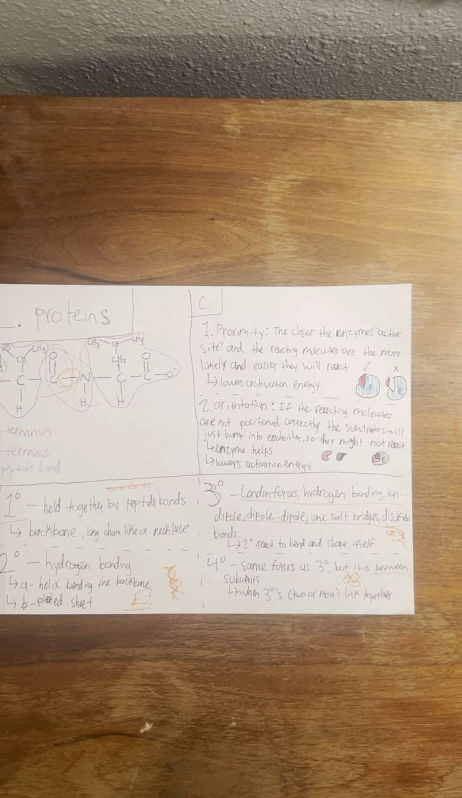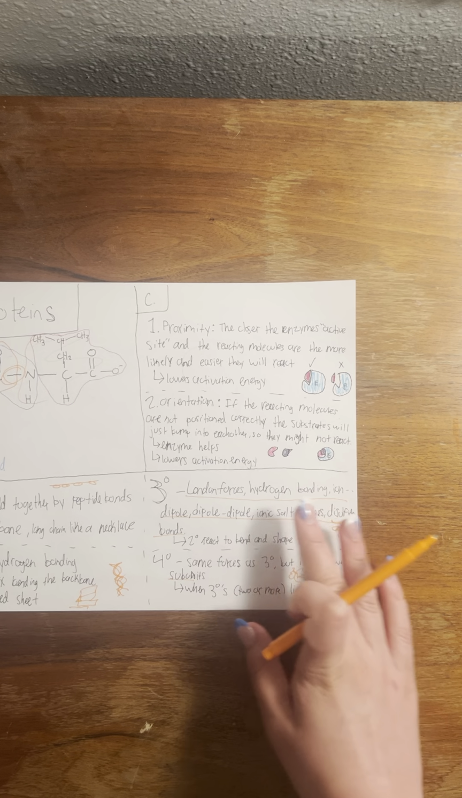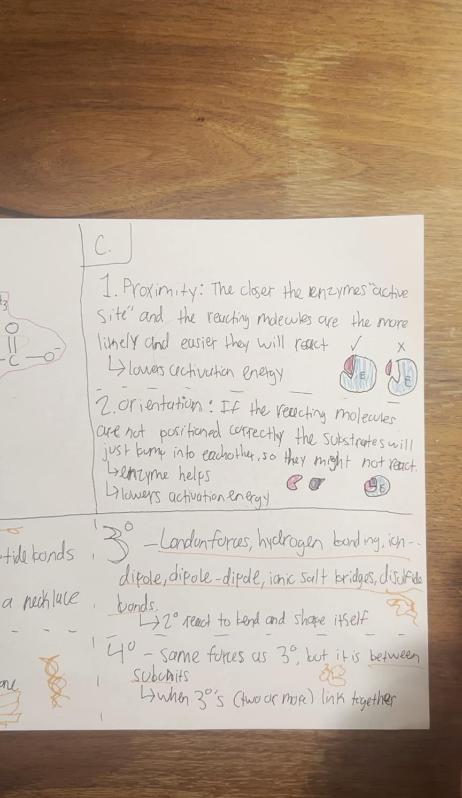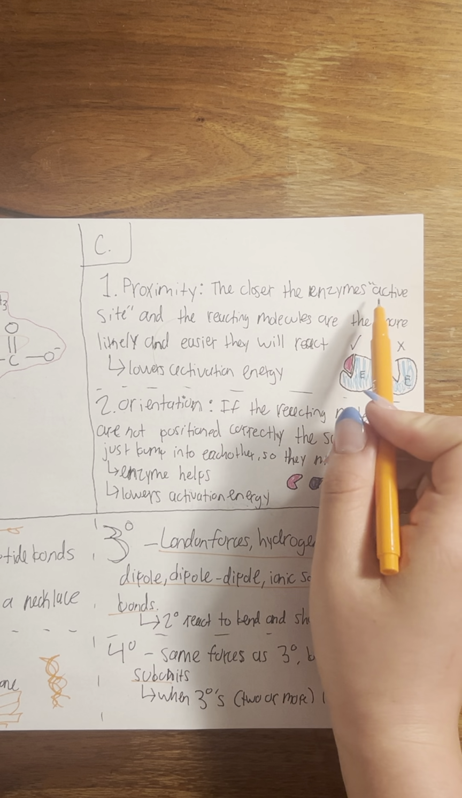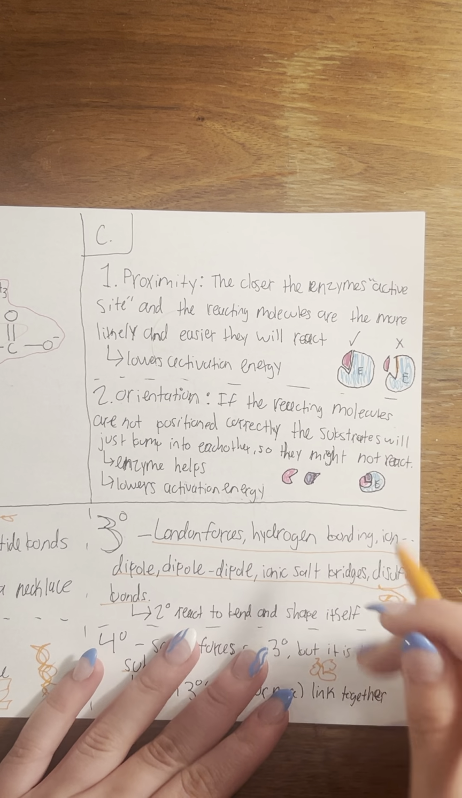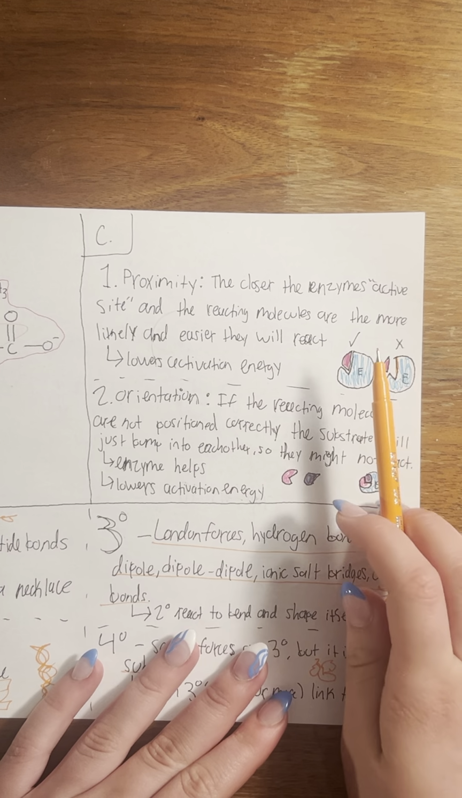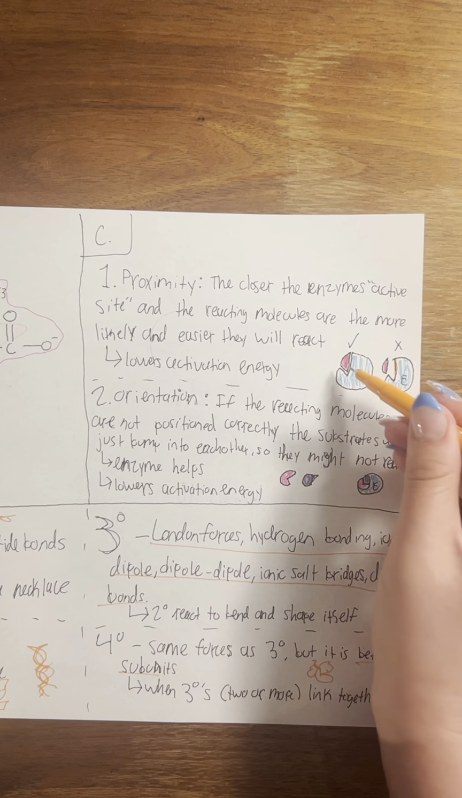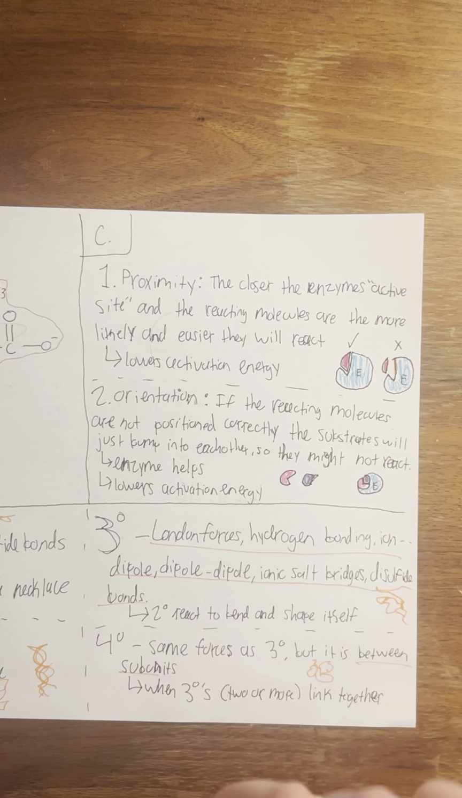My C's up here. C says enzymes are protein catalysts that increase reaction rates by lowering the activation energy. Describe 2 types of enzyme substrate interactions that lower activation energy. You may wish to include drawings in your explanations. Okay, my first one is, let me zoom in. Okay, is proximity, which is the closer the reacting molecules are to the enzyme active site, which would be right here on this picture, the more likely and the more easily they react. This lowers the activation energy.